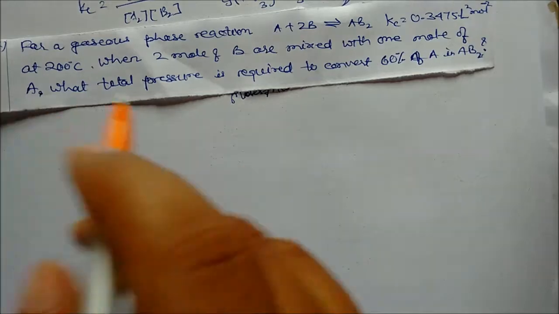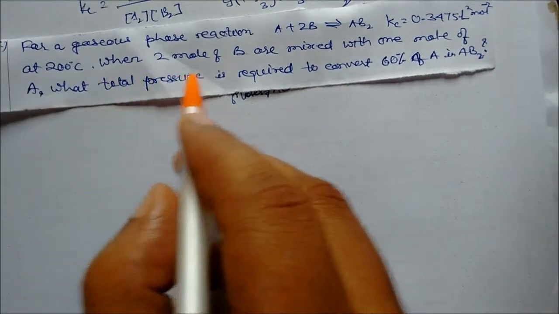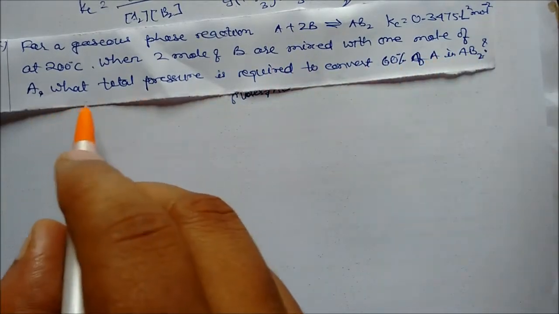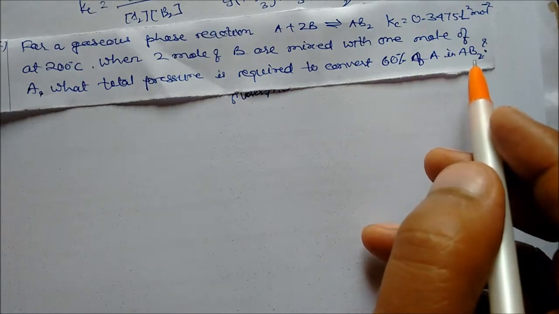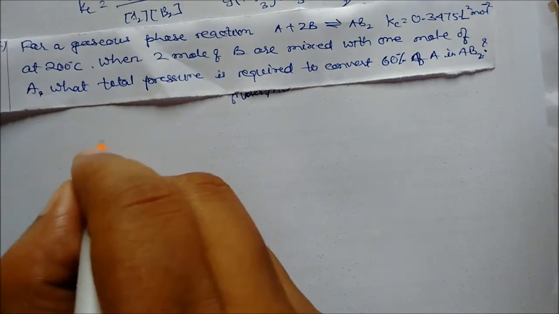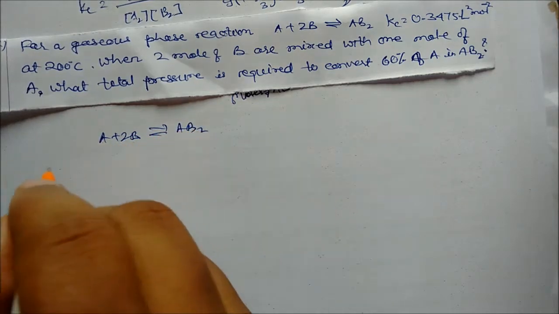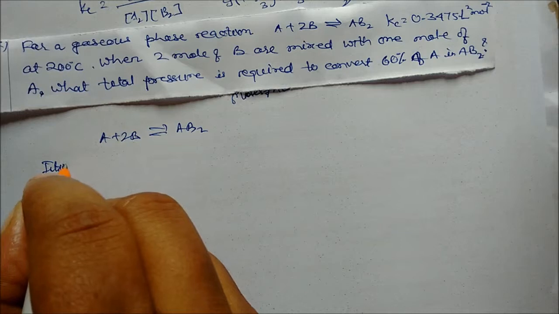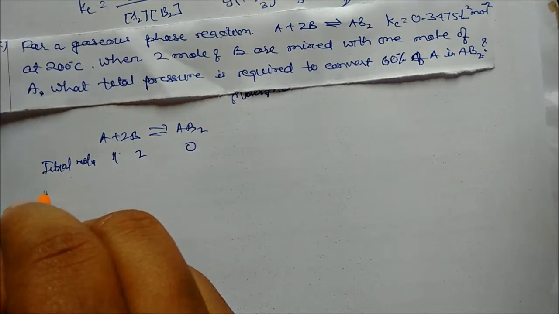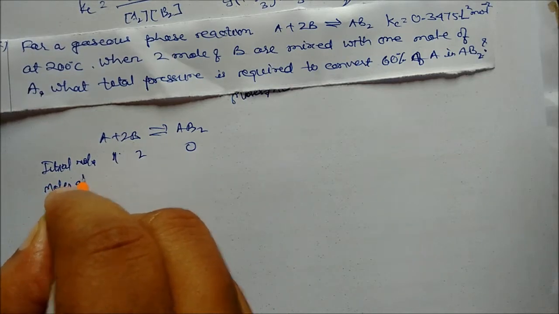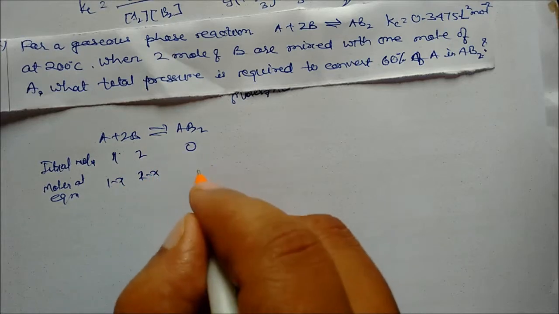For a gaseous phase reaction, A plus 2B gives AB2, Kc is given at 200 centigrade, where 2 moles of B are mixed with 1 mole of A. What total pressure is required to convert 60% of A into AB2? So again we can write A plus 2B giving AB2. Initial moles: this is 1, this is 2, this is 0, and moles at equilibrium are 1 minus x, 2 minus 2x, and x.